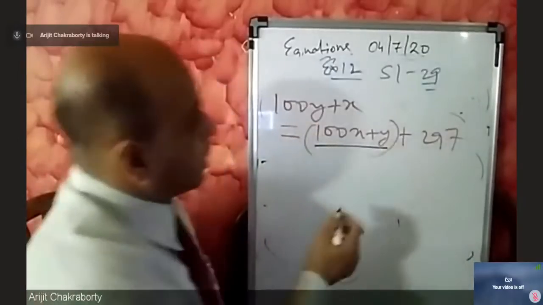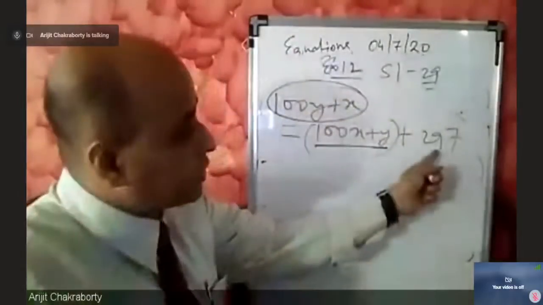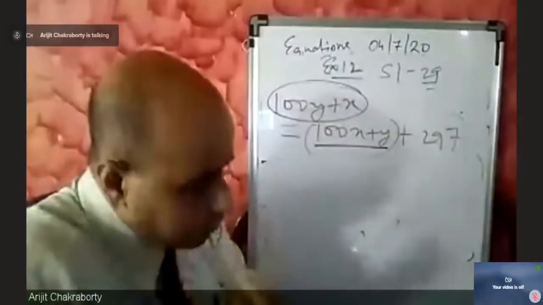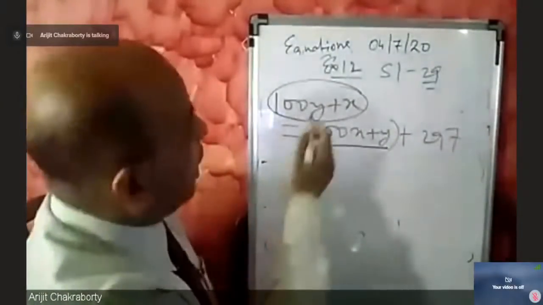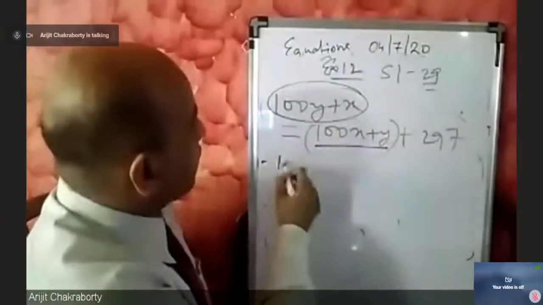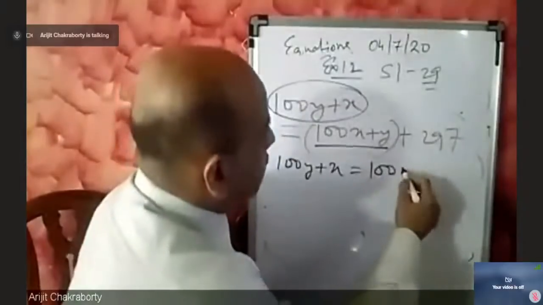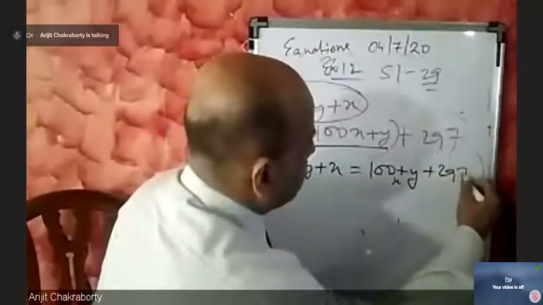So this is the original number, this is the interchanged number, and this is the differential between the two numbers, the difference. So let us solve this particular equation. We have 100y plus x is equal to 100x plus y plus 297.